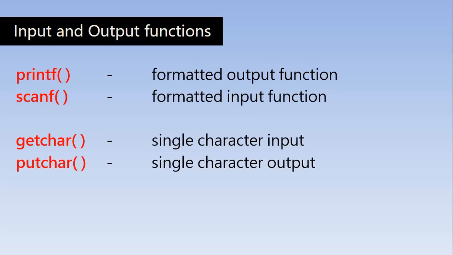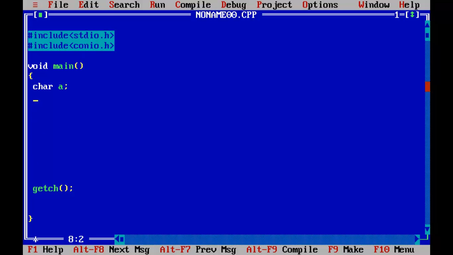So now let us look at the getchar and putchar functions. The getchar function is used to take a single character, and the putchar function is used to print a single character. So friends, just look at the statement. Here I have just declared a variable a of type char. Now let's see how to store a character in the variable a. First type the variable a equals getchar function.